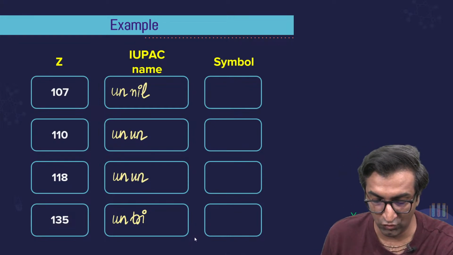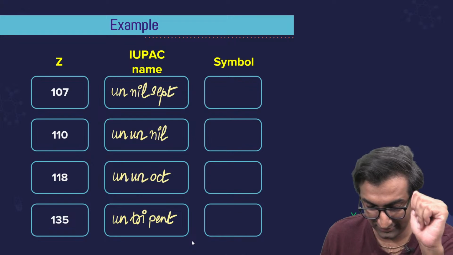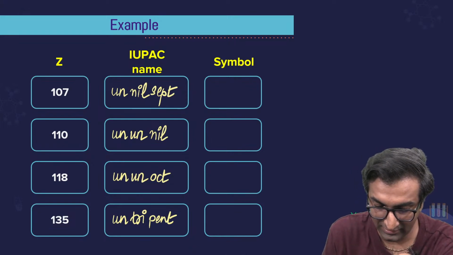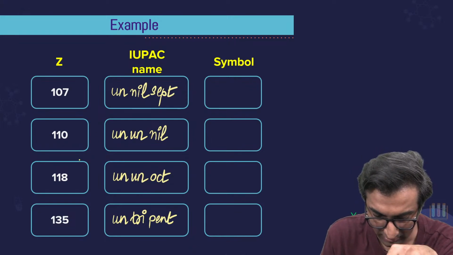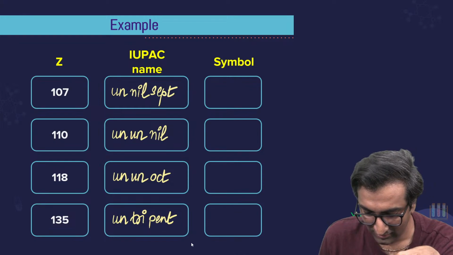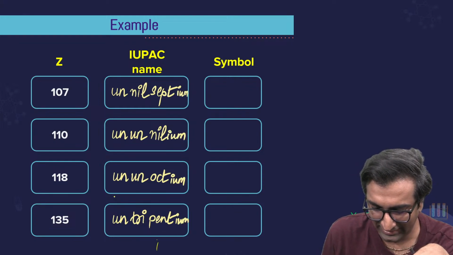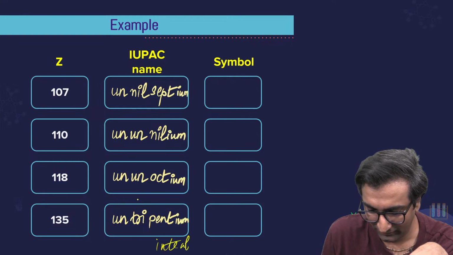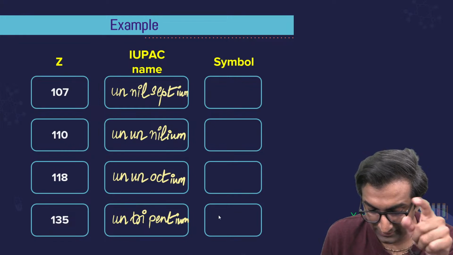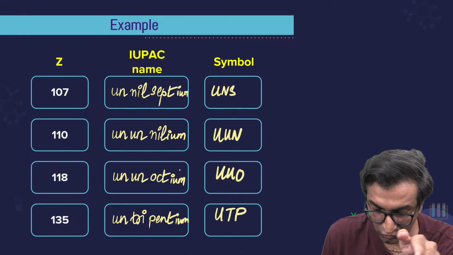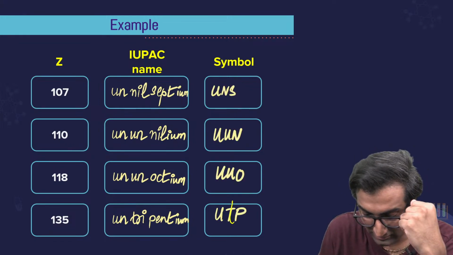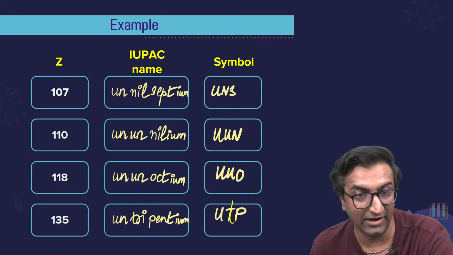Okay, Unnilunium, Unniltrium. Unniltrium, okay. Ununseptium, sorry. Unniloctium, Unniltrium, Unnilpentium. This looks like an ad for Intel, like Intel Pentium 5, whatever. This is what the names are. What are the symbols? UNS, UUN, UUO, UTP. T should be small, okay? That's it. All right, we're done.